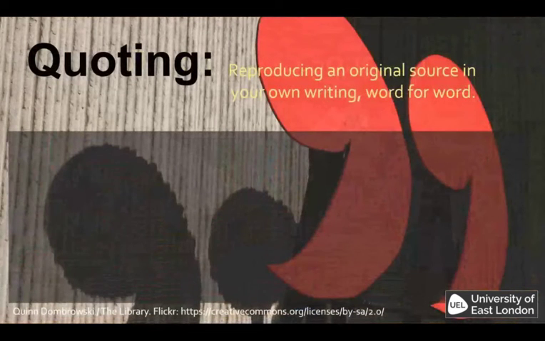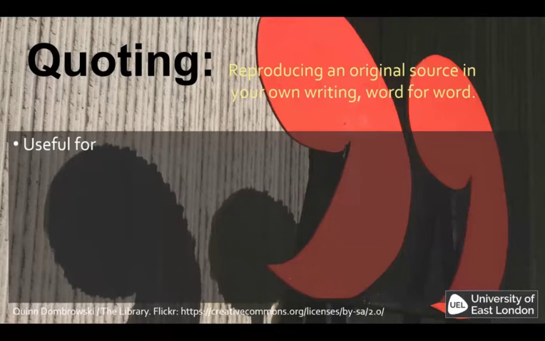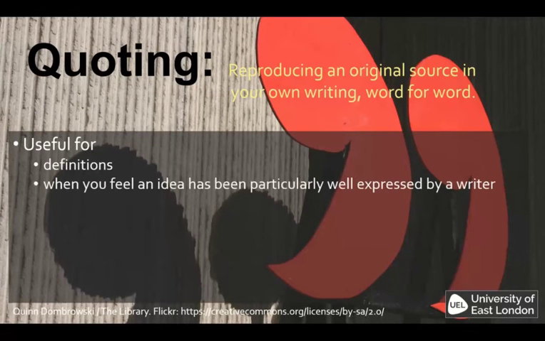Quoting involves reproducing anything from a few words to several sentences of the original source in your own writing, word for word. In other words, exactly as it appears in the original. Quoting may be useful when you want to give a definition of a concept, or when you want to state a fact which you feel the author has communicated in a particularly distinctive or eloquent way.